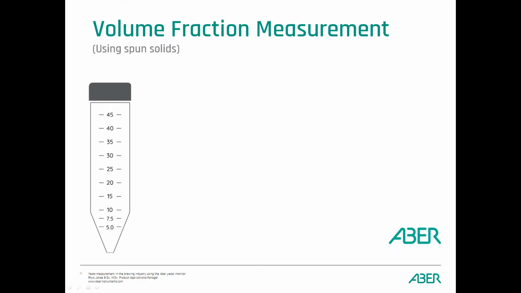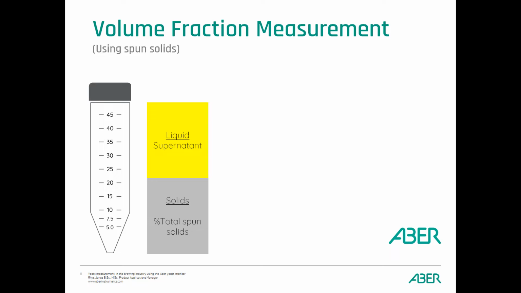So let's break down what the ABBA system is actually measuring. Just as an example, here we have a centrifuge tube, and if we were to imagine this being filled with a yeast slurry, we would spin that down, which would separate the liquid supernatant and our total spun solids. After separating these and discarding the liquid supernatant, we are left with our total spun solids, but this is not what the ABBA system is measuring.